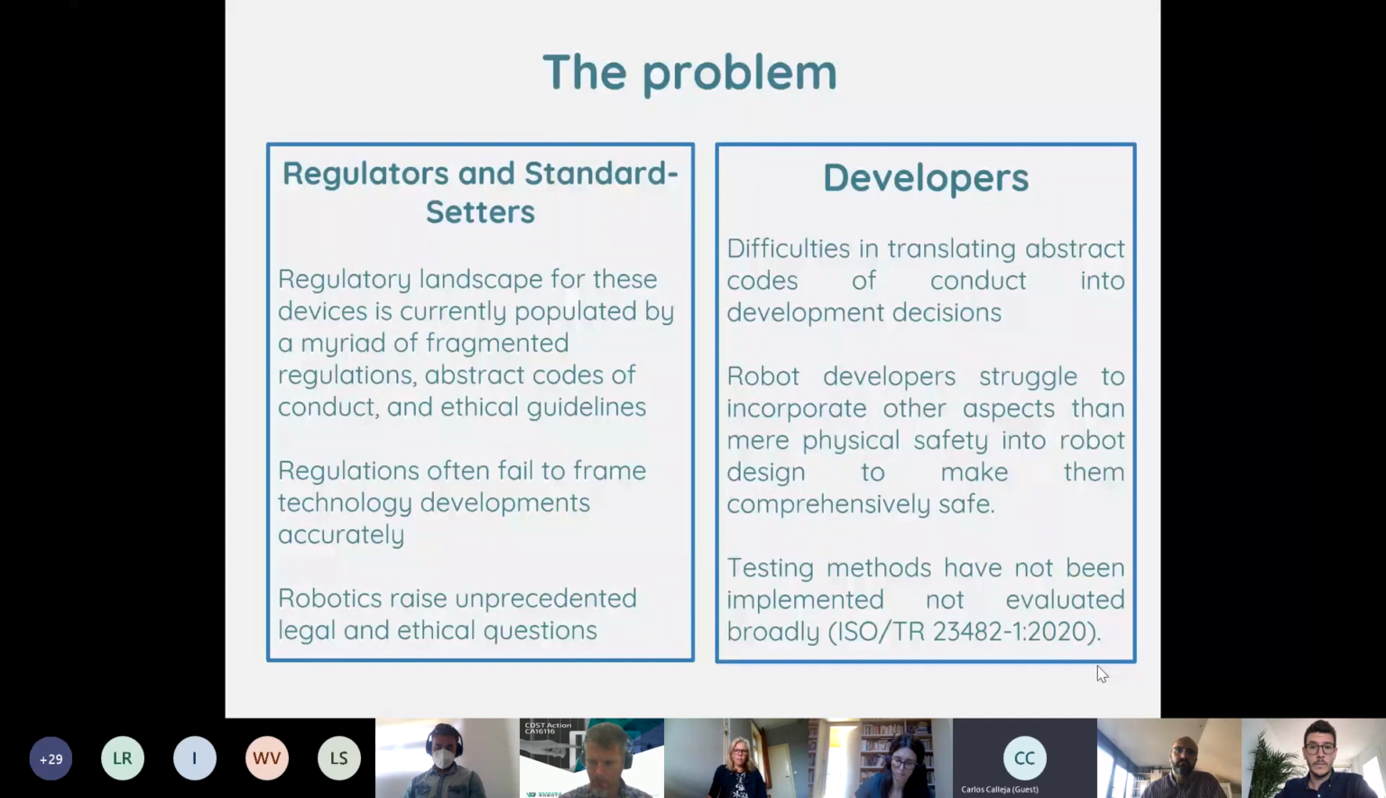And another aspect which is key for robots is that the testing methods have not been implemented nor evaluated broadly. So we have robots raising unprecedented legal and ethical questions, but it's very hard to incorporate them into design decisions and into risk assessments.